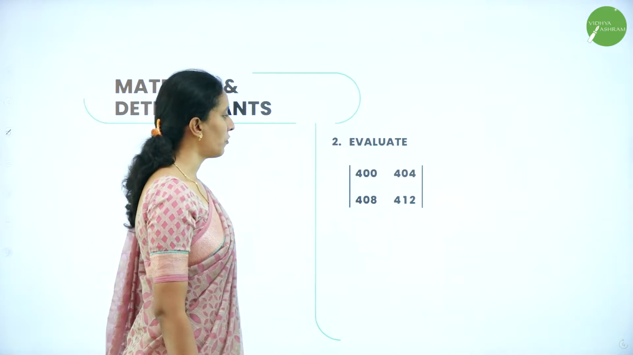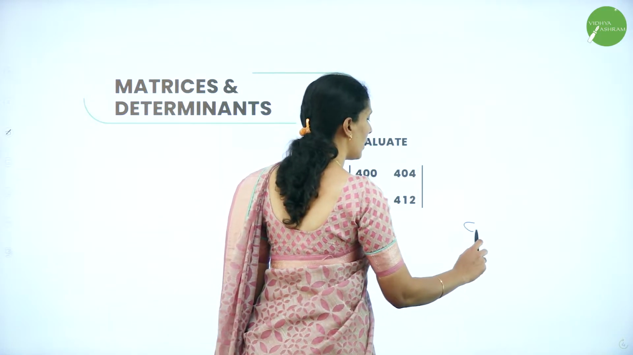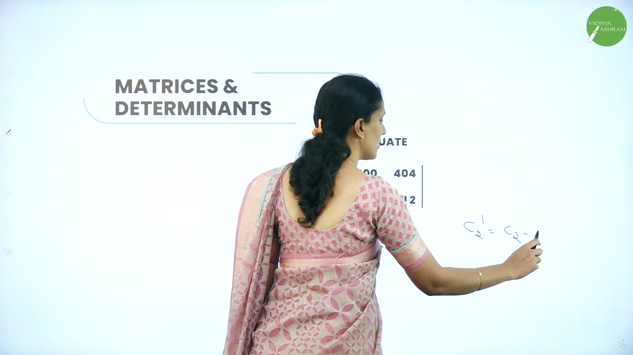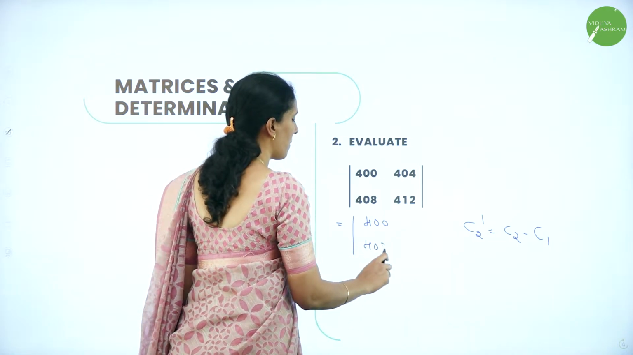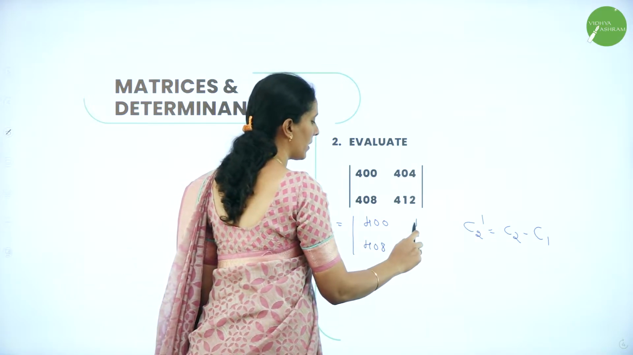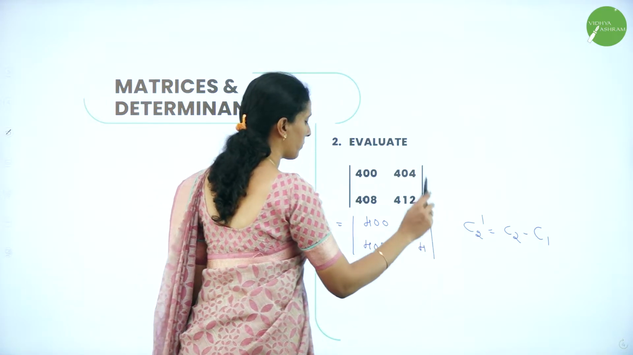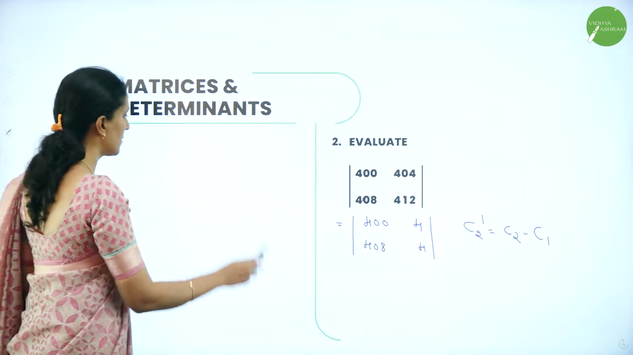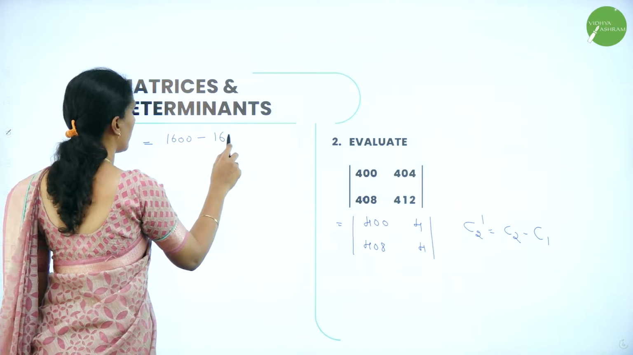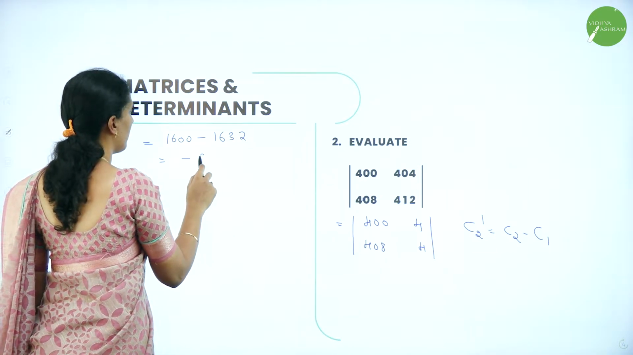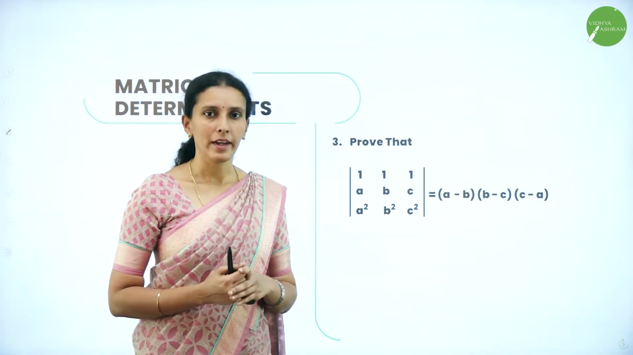Next, 400, 404, 408, 412. The same concept we will use. C2 dash is equal to C2 minus C1. So here I can write 400, 408. Similarly, 404 minus 400 becomes 4, and 412 minus 408 becomes 4. Again, when you multiply this, it is 1600 minus 1632. When you subtract, the value will be equal to minus 32. So whenever numerals are there, it is easy to evaluate.